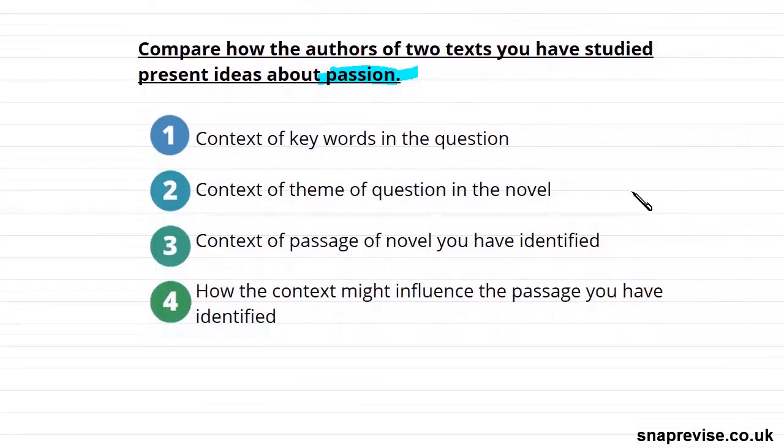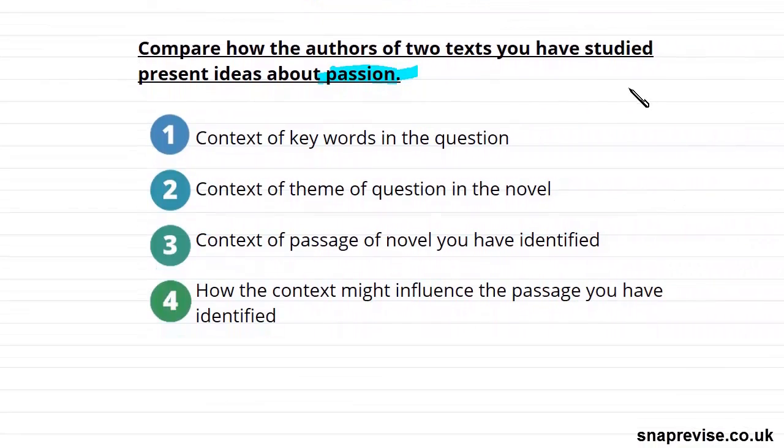So the question that we're going to look at is: compare how the authors of two texts you have studied present ideas about passion. Obviously the key word here is passion. We're only going to talk about one text. Obviously in the exam you must talk about two texts, but we're just going to talk about one point that you could possibly make about one text.